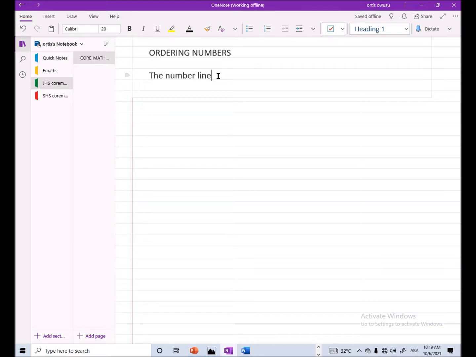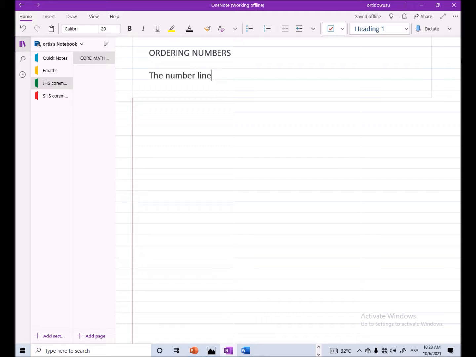So every number on the number line is always greater than the number on the left hand side and smaller than the number on its right. The symbols less than and greater than are used to represent it. Therefore, for any two numbers on the number line, the number to the left is less than the number to the right.